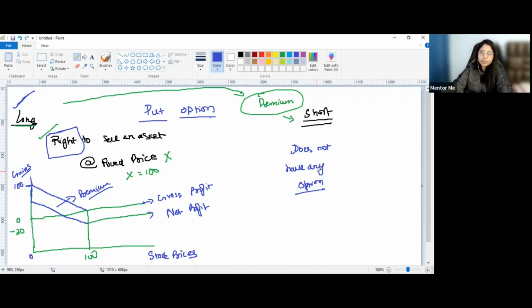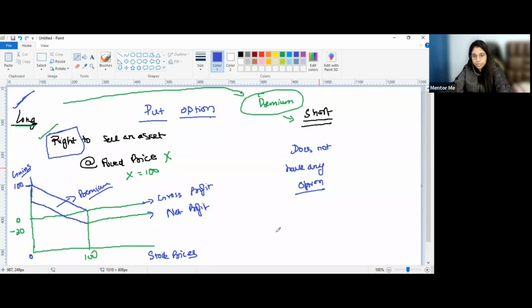We don't have a right, we have an obligation to sell when the long party chooses to sell. Okay? And the long party will choose to sell only when the prices go down. So what are we hoping for? That prices do not go down. If prices go up, as a short party, what is our expectation? Prices would go up, and if the prices go up, this option will not be exercised, and we will make money in terms of the premium that we got.